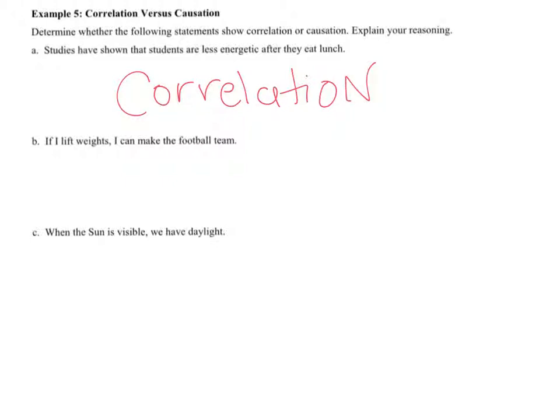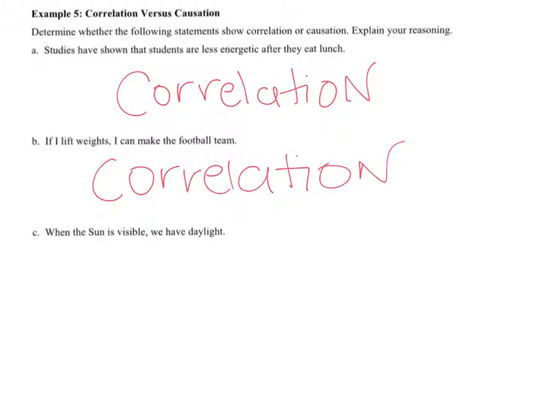Our second example says, if I lift weights, I can make the football team. Well, that might not be the case. I know that if I were to lift weights, that's not going to make me make the football team because I am a tiny female. So there's another reason that you could be making the football team or not be making the football team. So again, this is a correlation.